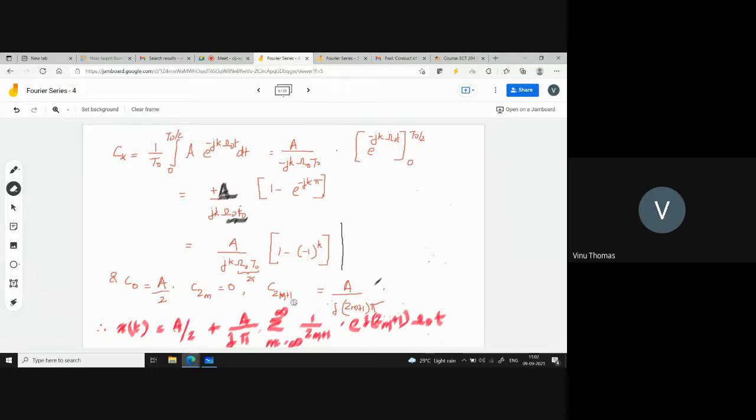If k is odd, that is C2m plus 1 evaluates to A by j into, instead of k, I write (2n plus 1) into pi, right?